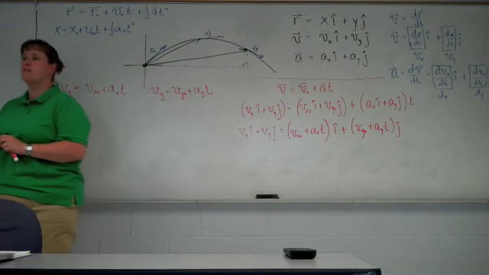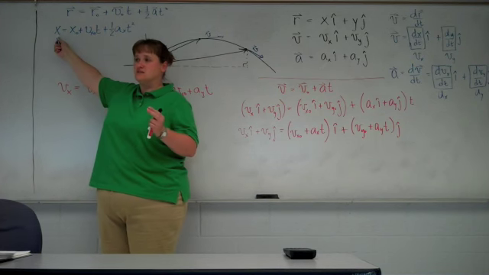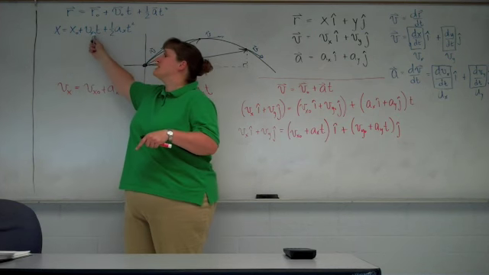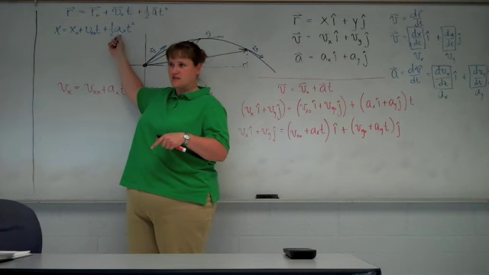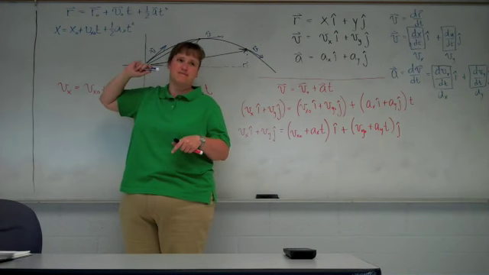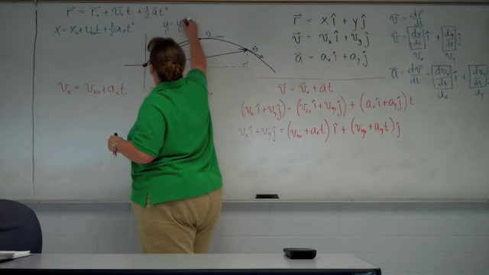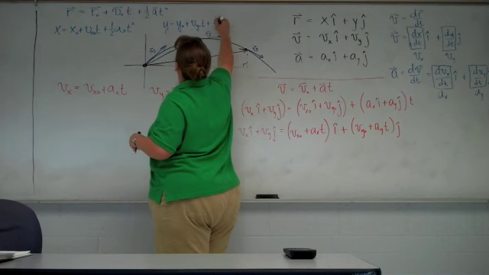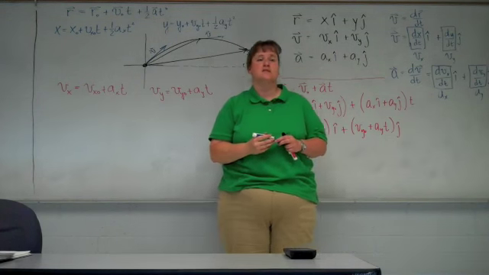If I set the x components equal to each other, the final horizontal position depends upon the initial horizontal position, the initial horizontal velocity, the horizontal acceleration, and the time. I get a similar equation for the y, for vertical motion.